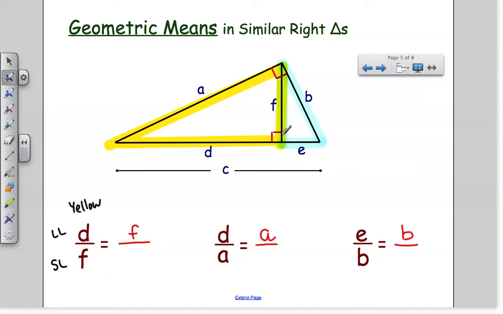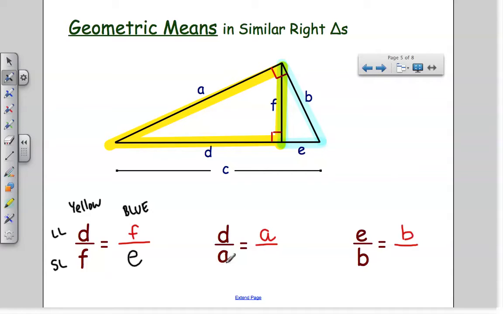Hey, it's the longer leg of the blue triangle. And so now what goes below is going to be the short leg of that blue triangle. The shorter leg of that blue triangle is E. So we see how that works. We're trying to figure out what fills in the blanks. We got it to work there. Again, geometric mean because F is diagonal from itself.